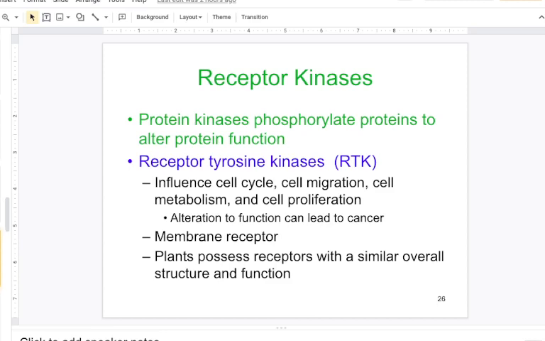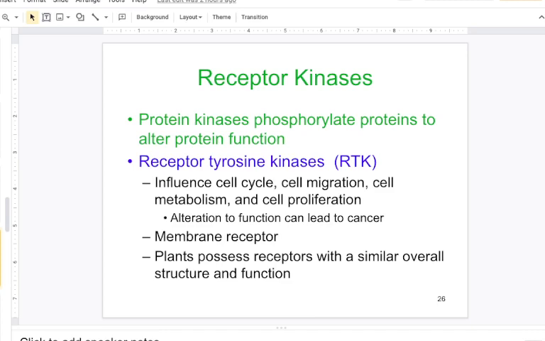Okay, receptor kinases. Protein kinases phosphorylate proteins to alter protein function. So these kinase enzymes are going to have a phosphorylation and then alter the protein's function. So we have receptor tyrosine kinases, which are RTKs, and they influence the cell cycle, cell migration, cell metabolism, and cell proliferation.